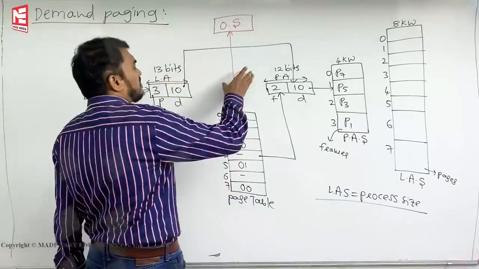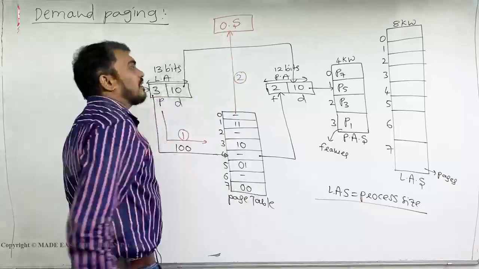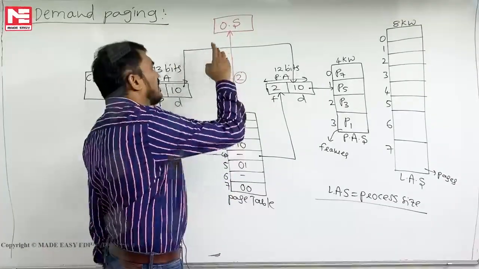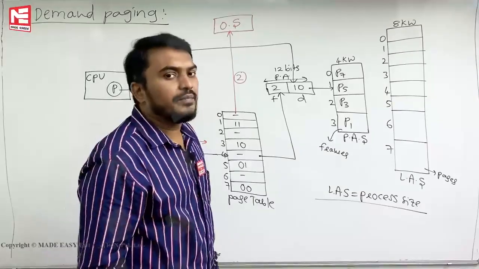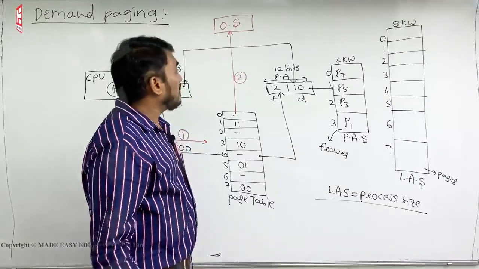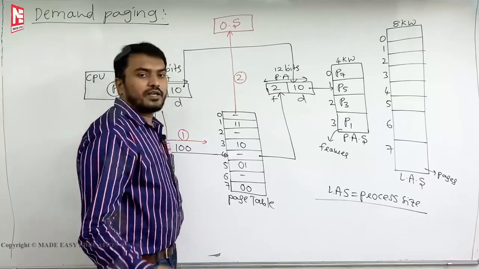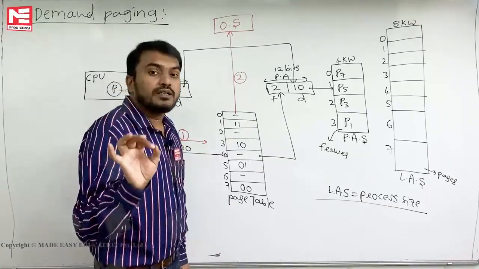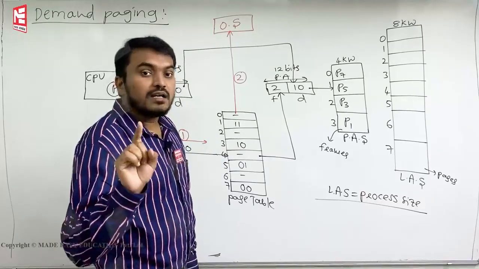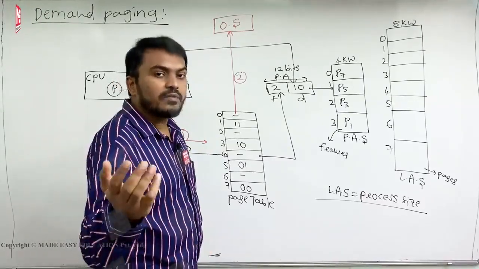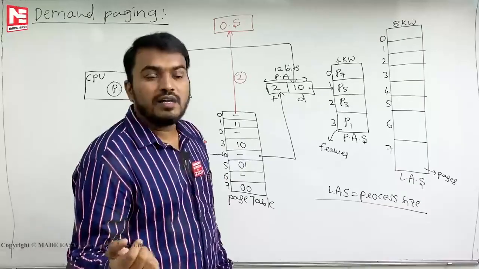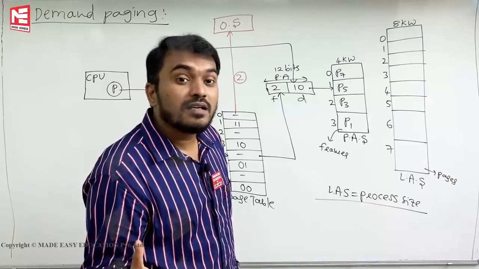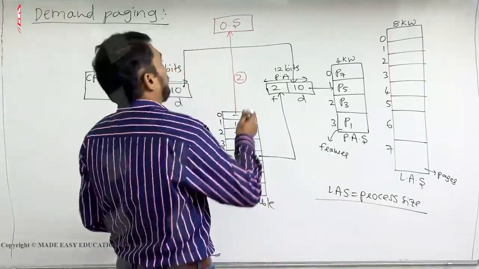So now understand here. Step number 2: the signal will be sent to the operating system regarding the page fault. The program execution will stop. And what will happen in the next step? Once execution is stopped for that particular program and the signal is sent to the OS, the operating system will search for the required page in the LEAS. Very good. Note down.